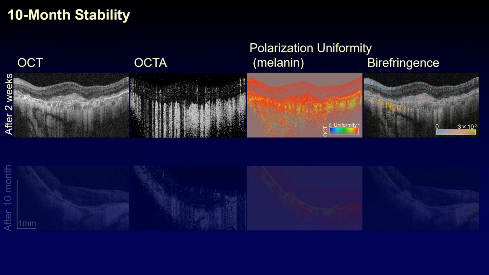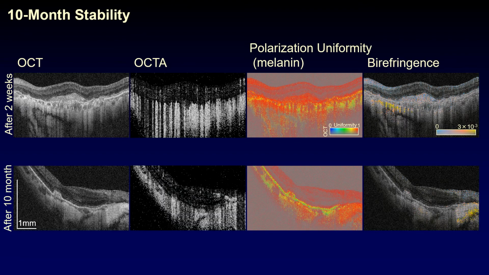How stable is the compact clinical prototype? To evaluate it, we operated the system without maintenance for more than 10 months. The first row shows the images taken two weeks after the device installation. All of the image types show significant contrast. After 10 months of maintenance-free operation, we did the same measurement, and again all of the images show significant contrast.